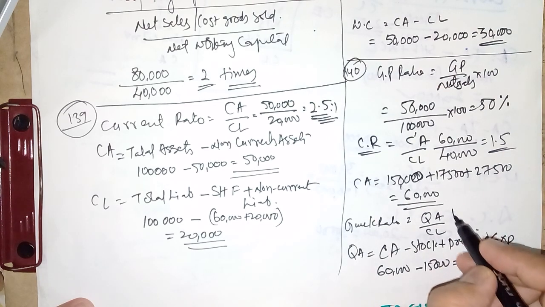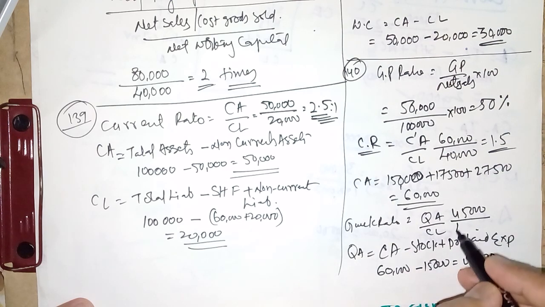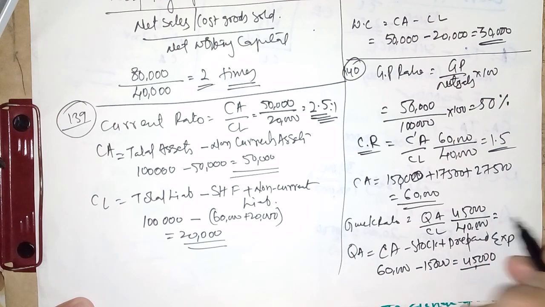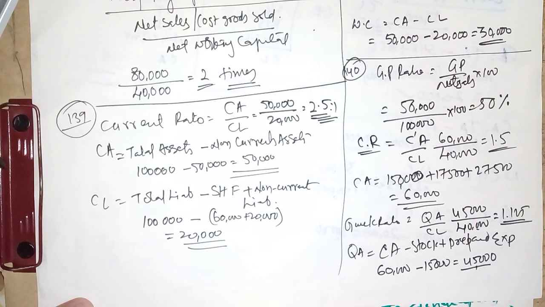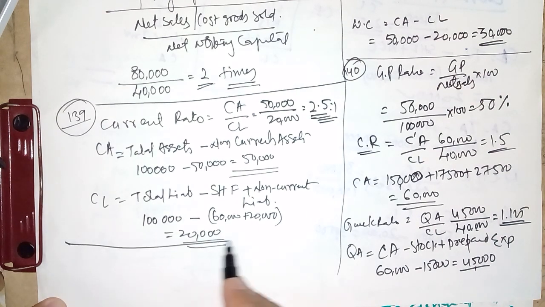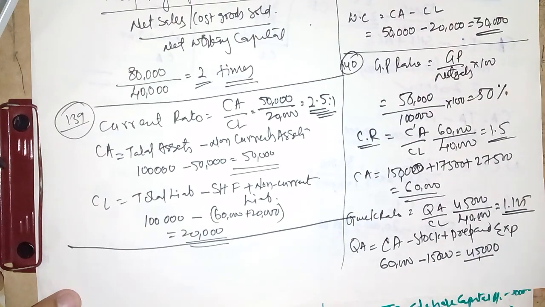So apply the formula: 45,000 divided by current liabilities. We have already calculated that, that is 40,000. So 45,000 divided by 40,000 is equal to 1.125, our answer. So till now we have calculated 3 ratios, and the final one I'll calculate here. What is the last one?